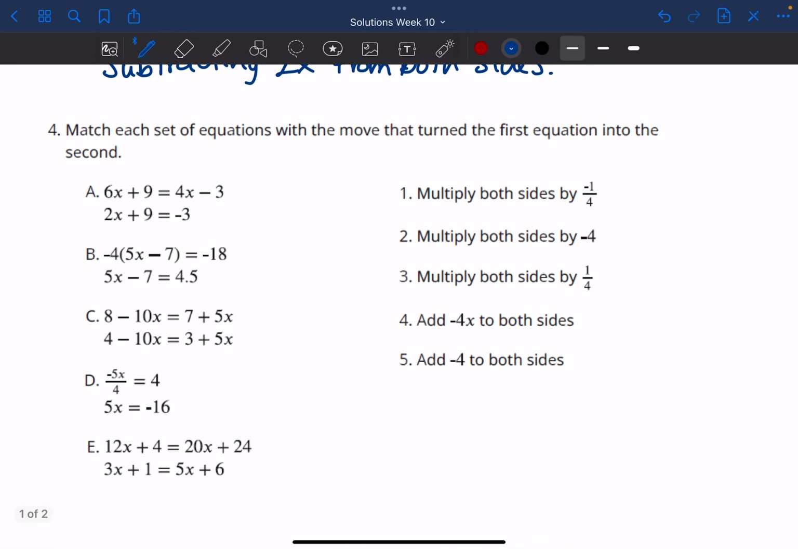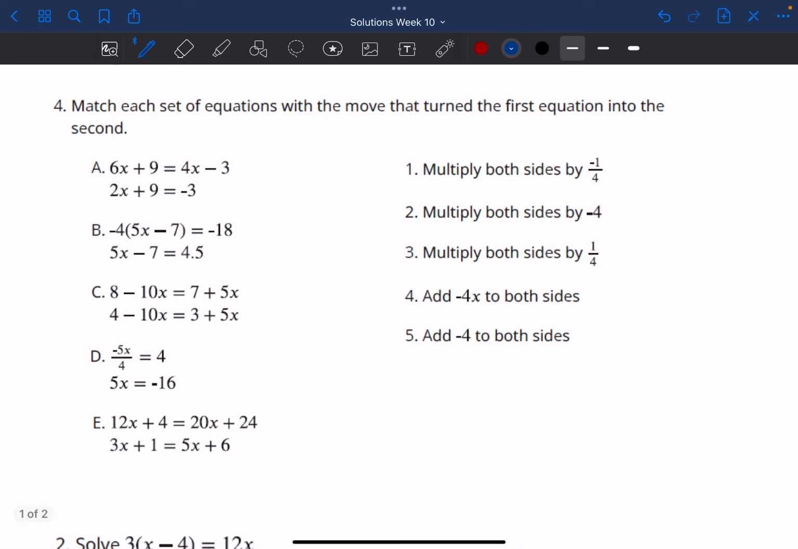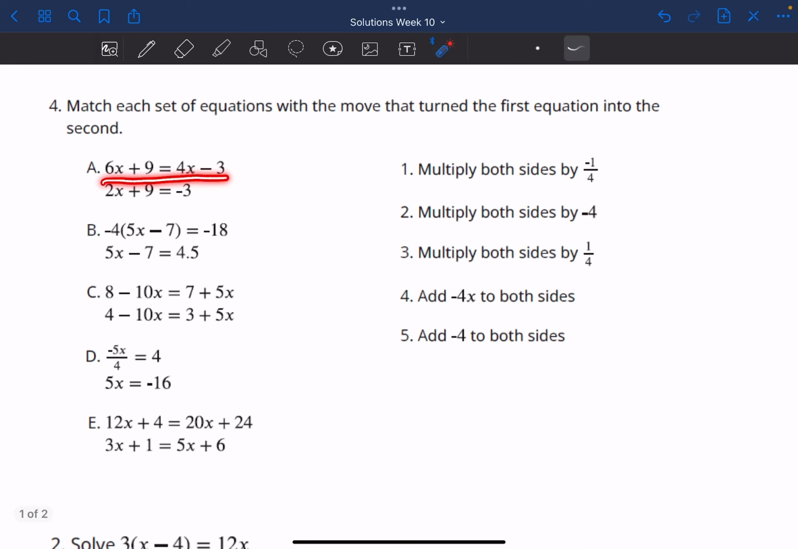Okay, for question 4, we're supposed to match each set of equations with the move that turned the first one into the second one. So we're looking at what happens in the first one to create the second one. So here, what looks different is we still have the negative 3's, but I'm missing a 4x. So it looks like I'm maybe subtracting 4x from both sides.